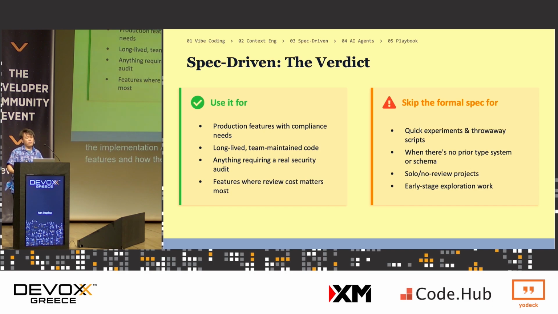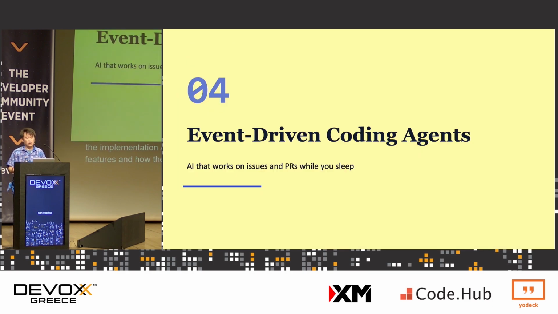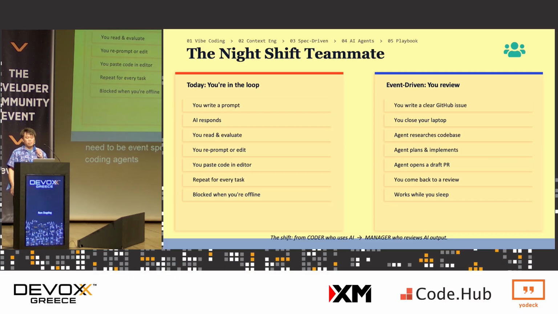And of course, not everything needs to be spec-driven. And then we'll talk a little bit more about these event-driven coding agents. So this is more towards, now I have a spec, but I want the agent to run autonomously. So today you write the prompt, you watch it do its thing, and then you get the results of the code.